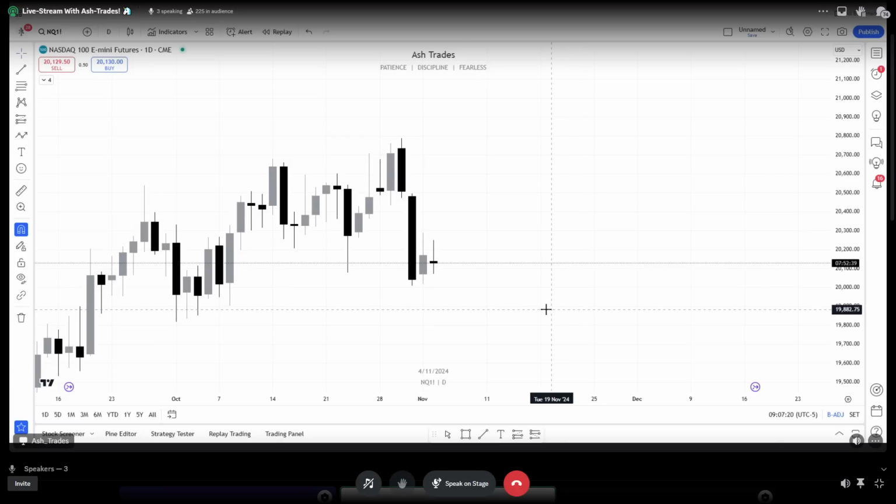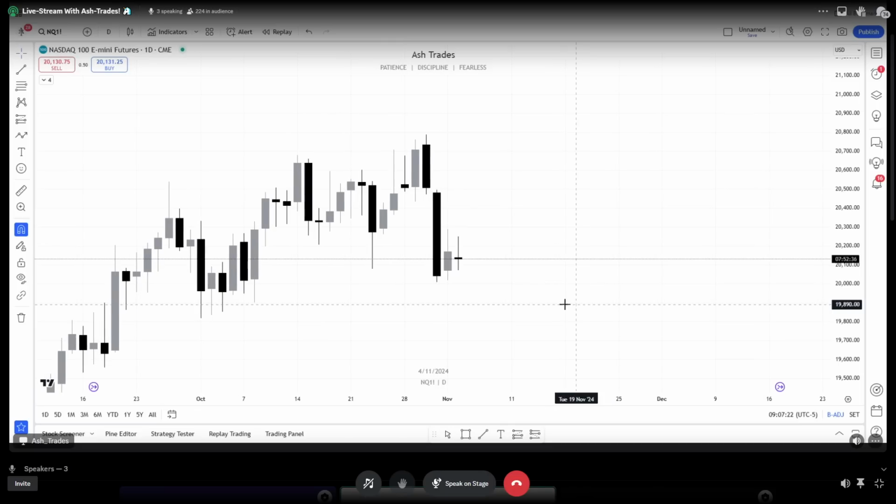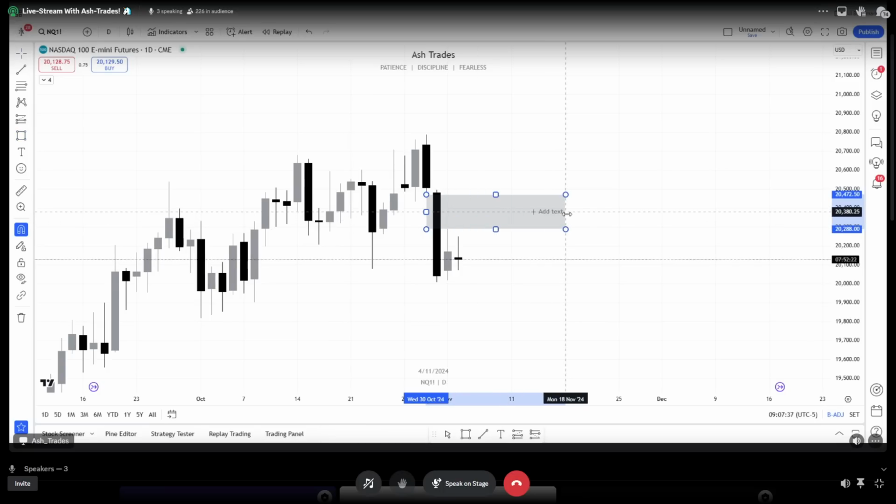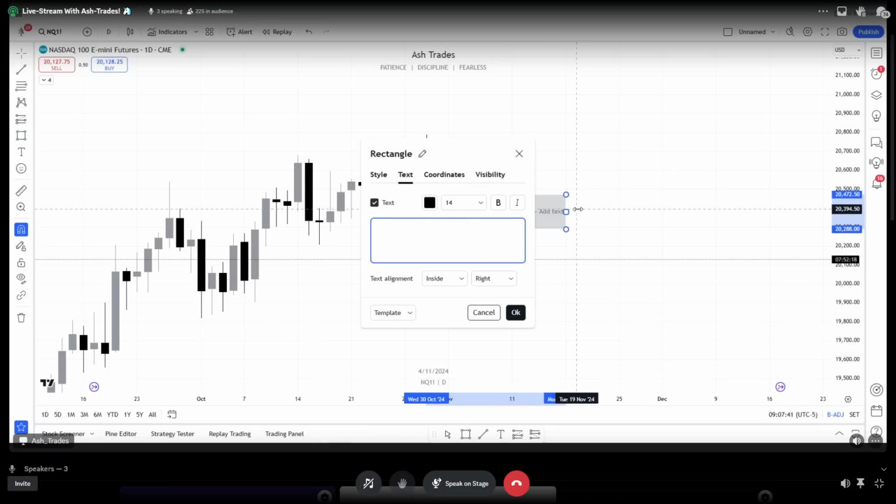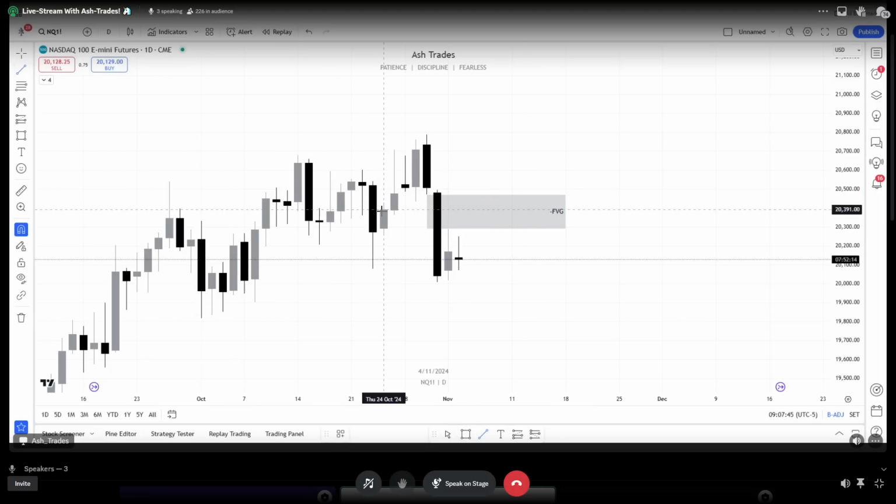The way that I use this is going to the daily chart. Notice I'm on the daily chart here, and I'm understanding internal liquidity versus external liquidity. Internal liquidity is fair value gaps, right? Fair value gaps, or swing highs and swing lows. So external liquidity is swing highs and swing lows.